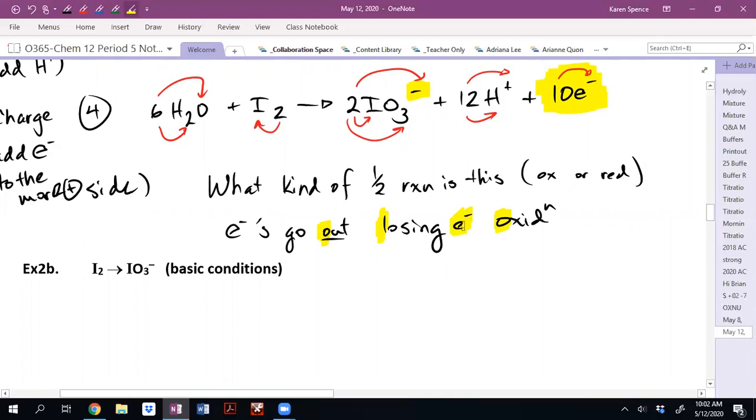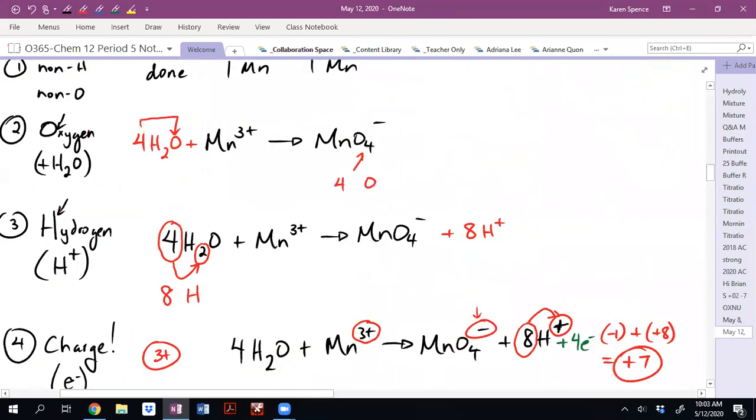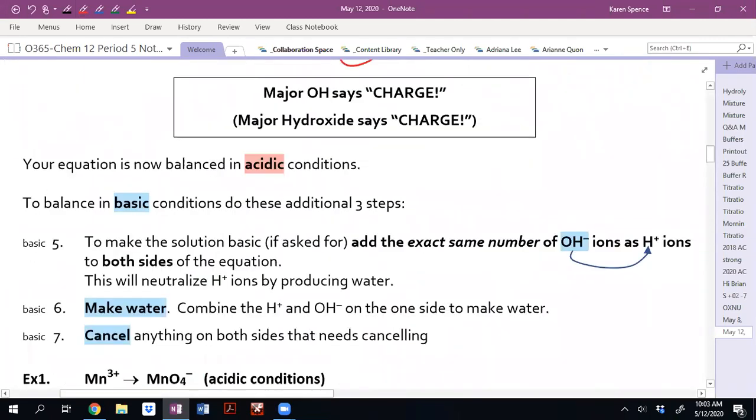Okay, now we're going to go back to our very first page and we're going to say, this is how the reaction would work if we were in acidic conditions, because we've got hydrogen right now. But what if for some reason we needed this to happen in basic conditions, with hydroxide instead of hydrogen? Well, let's go back to our rules. And rules 5, 6, and 7 are going to take the additional steps here.